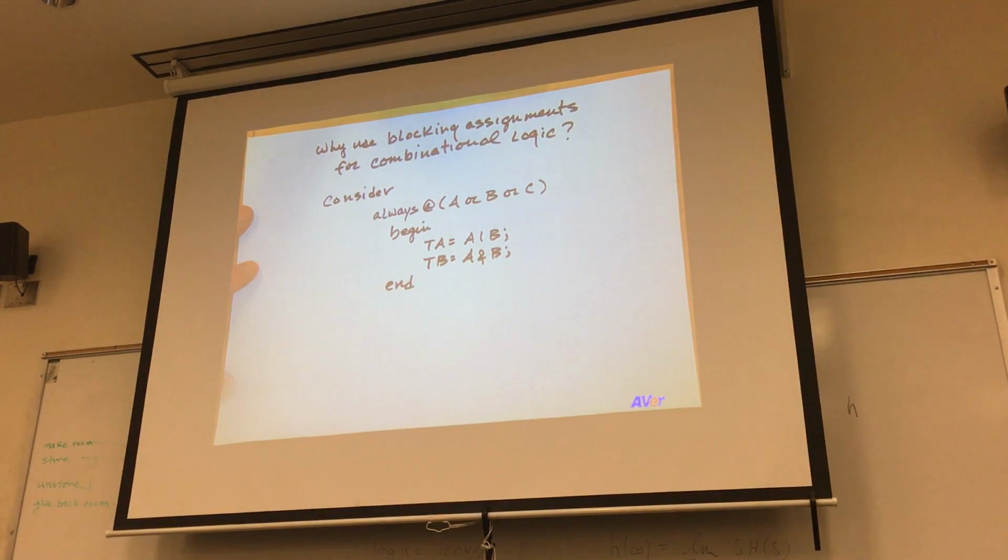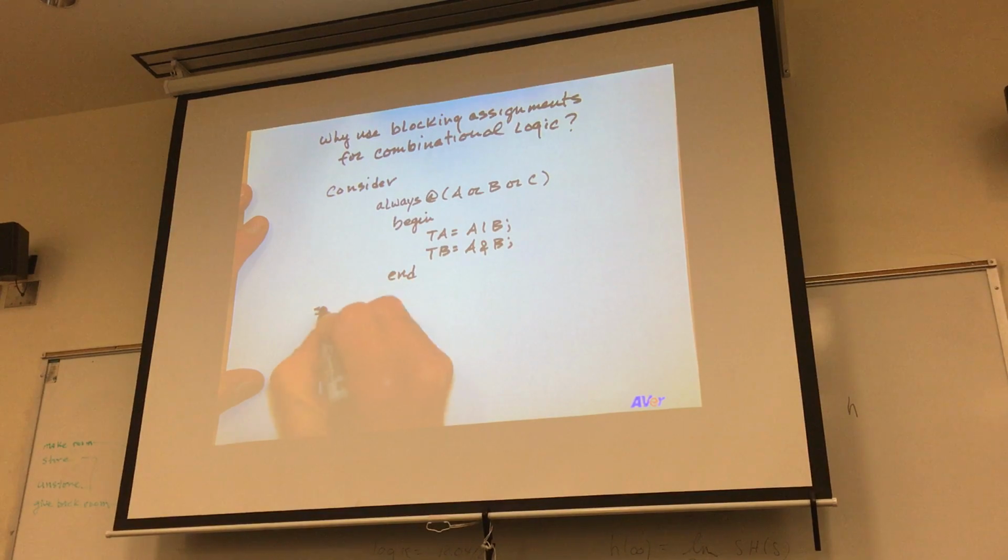So I've got blocking assignments in there. TA is going to be equal to A or B. TB is going to be equal to A and B. And so if these are blocking assignments, this has to finish execution before that one starts.